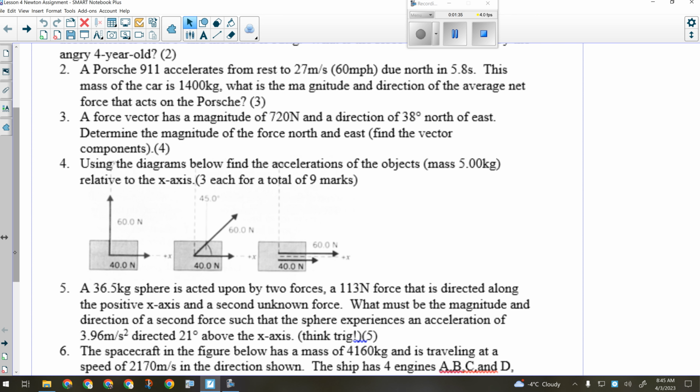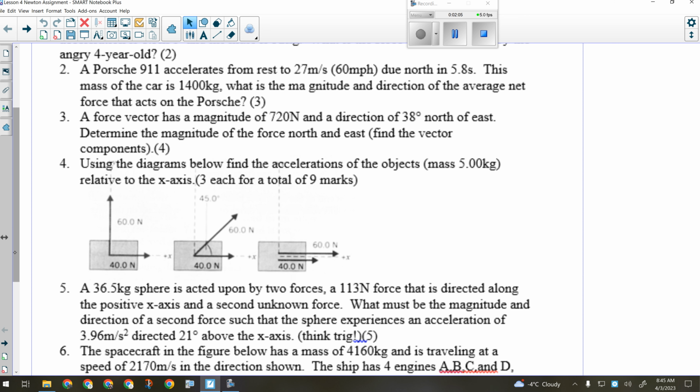Question number 3 is telling you that you have a force vector, 720 newtons, 38 degrees north of east. All that question wants you to do is find the x and y components of that vector, or of that force. So it's very much like what you would have done on your vector assignment. You're just finding x and y on number 3. Should x and y have their own vectors? I would say so.